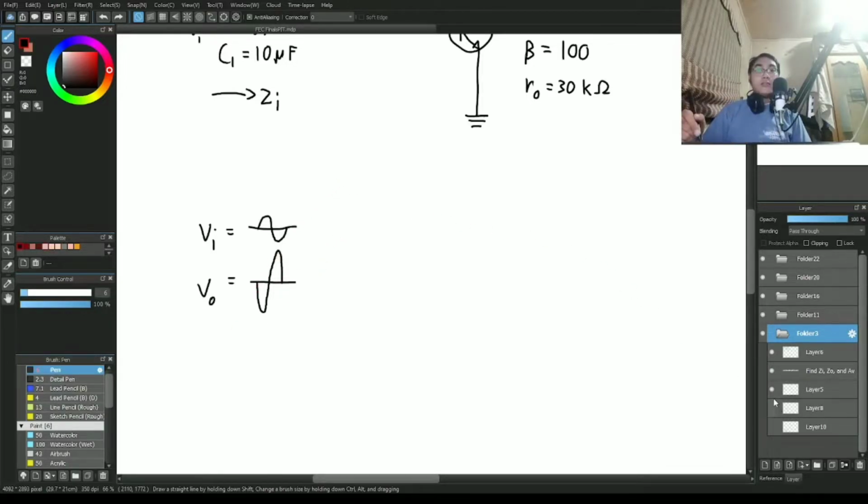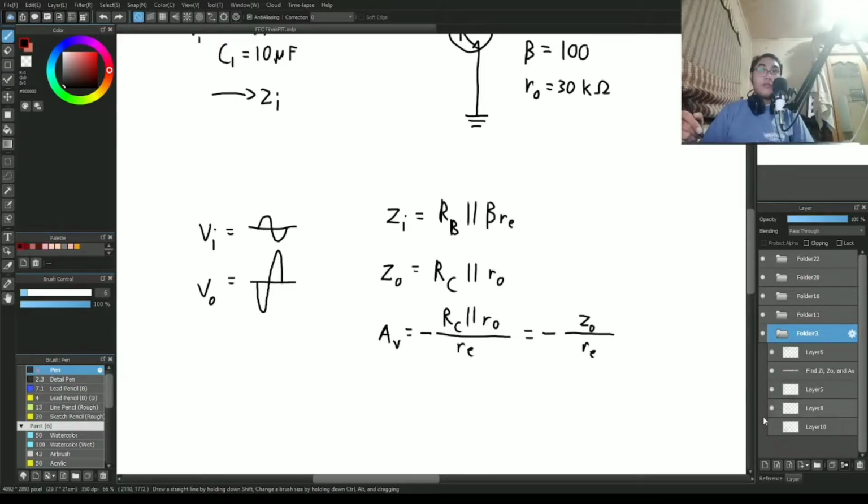Now that we know what results to expect, how about we go through the key formulas? These three are the only formulas that we need. Not the only formulas, but the formulas we need to find the three values.